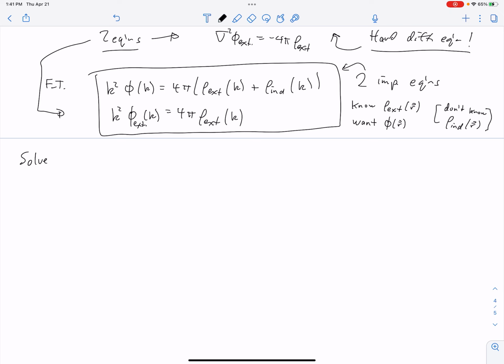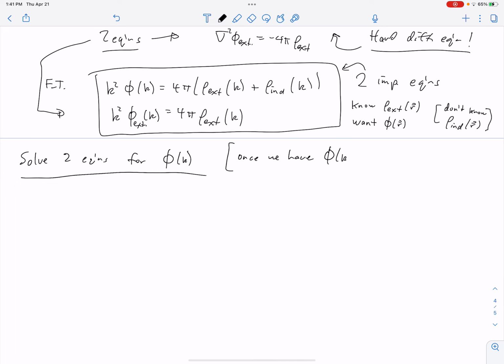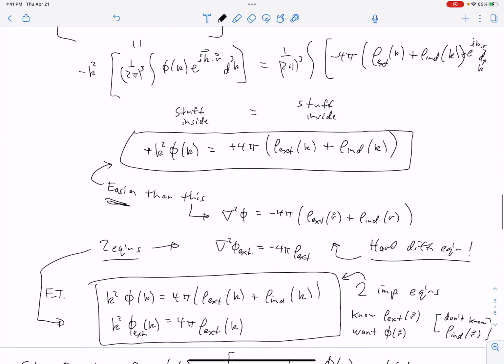We're going to solve the two equations to find the thing that we want, which is the total potential, phi of k. And the thing to remember is once we have phi of k, then we can always get phi of r, the thing we want, by doing the reverse Fourier transform, which I defined up here.